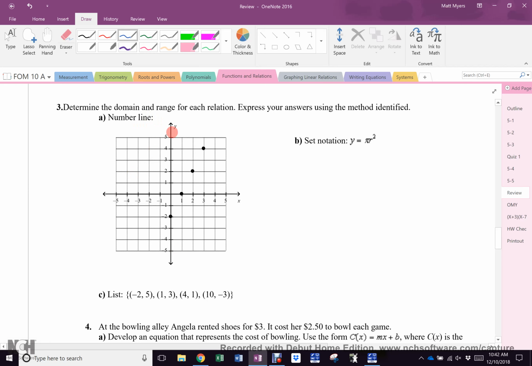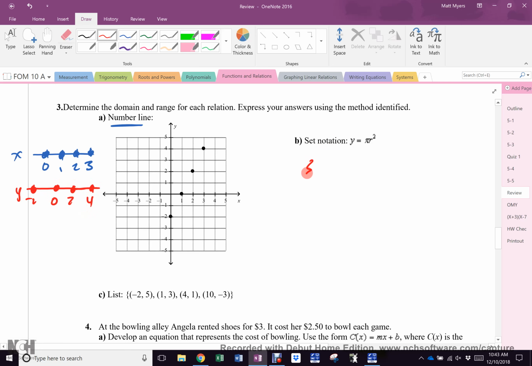A, domain and range on a number line. X, what's the lowest X? 0. What's the next X? 1. They're both included, so closed dots. 2, how far does this go? 3. Range. What's the lowest range? -2, it's included. Then 0, it's included. Then 2, it's included. Then 4, it's included.